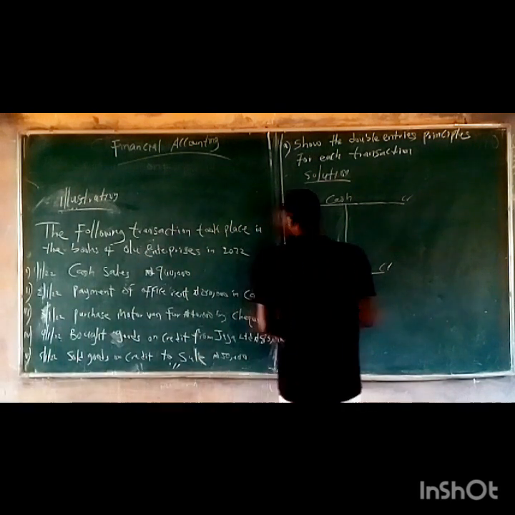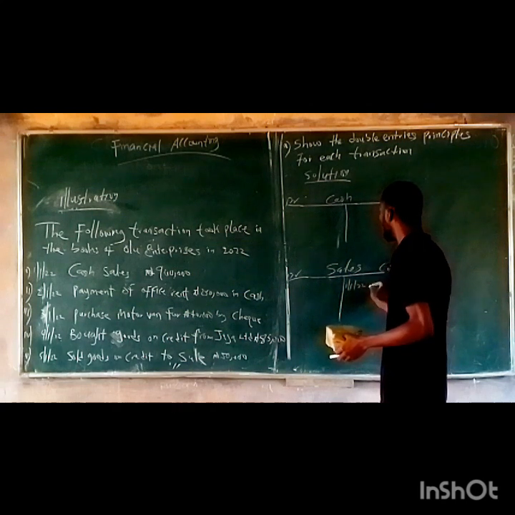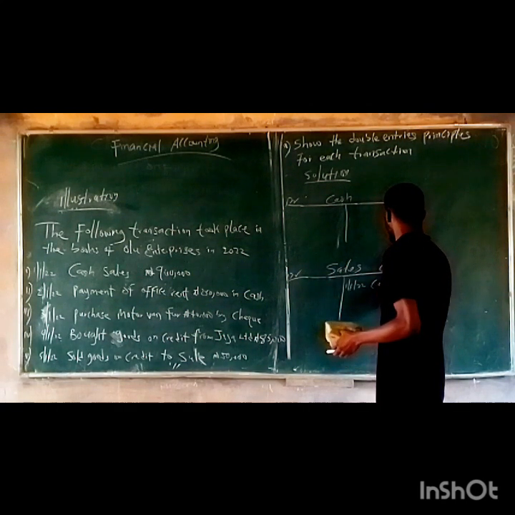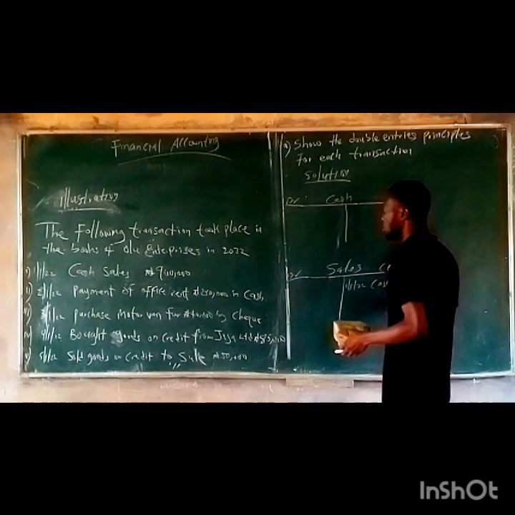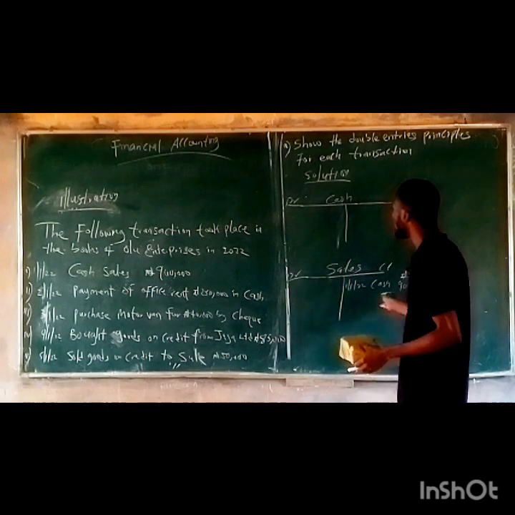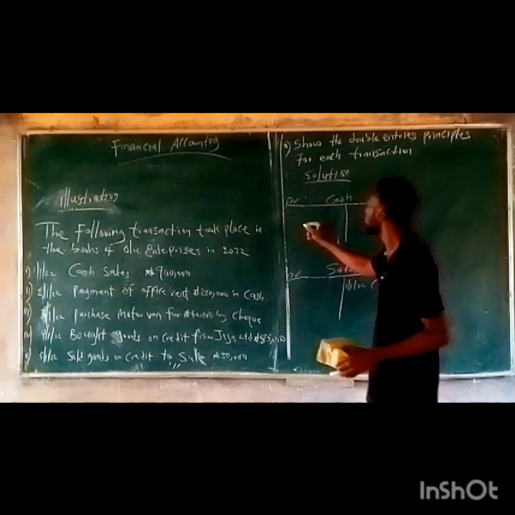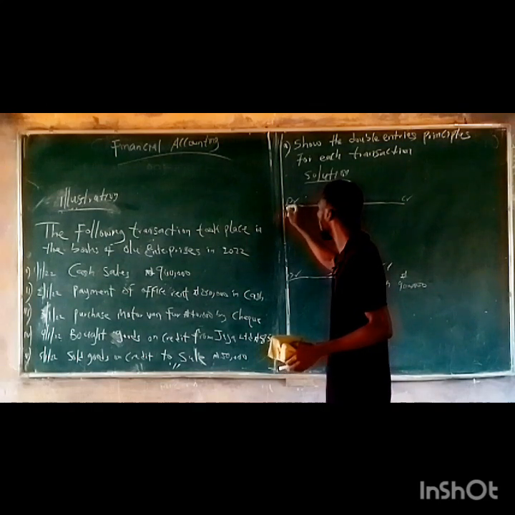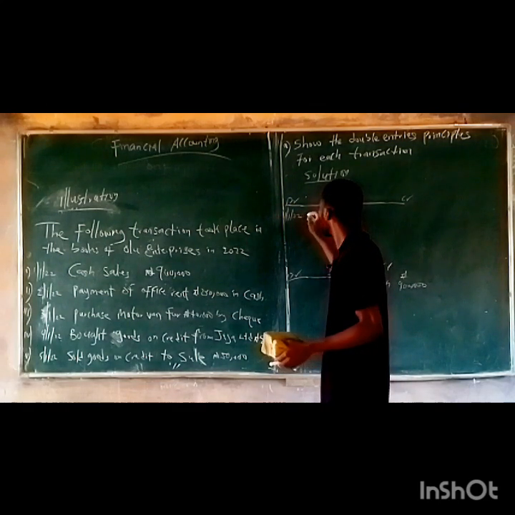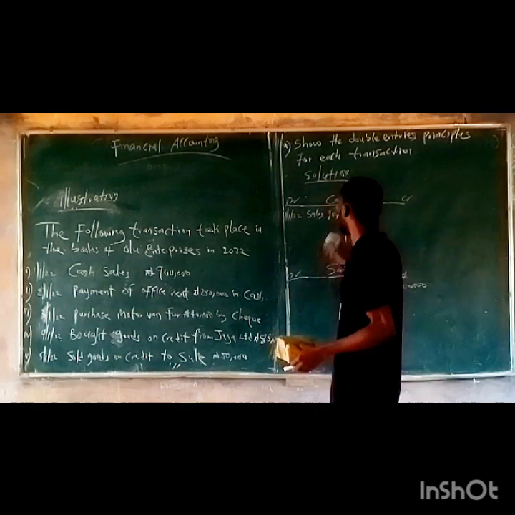You write the date. The date is the 1st of January 2022. Then the details is what? Cash. Then the value, which is 900,000 naira. Then the opposite, that's the corresponding entry, should be at the debit side. What am I going to write? The same date, still 1st of January 2022. So here I'm going to write sales. Then the value is 900,000 naira. That's the corresponding entry.